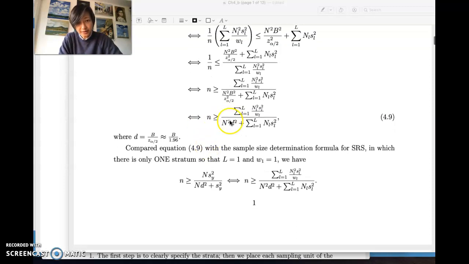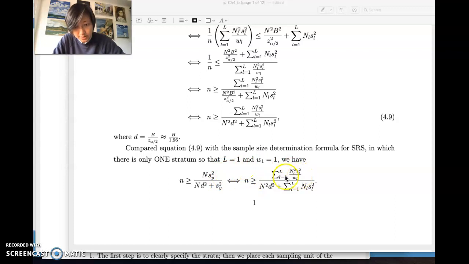Again, if we look carefully into the sample size equation 4.9, we can compare the sample size determination formula with the simple random sample in chapter 3. In chapter 3, we only had one population and one sample, so there's only one stratum. One stratum means capital L equals 1, and the weighting W1 is also equal to 1. If we substitute that here, we have the same formula as we derived in chapter 3.